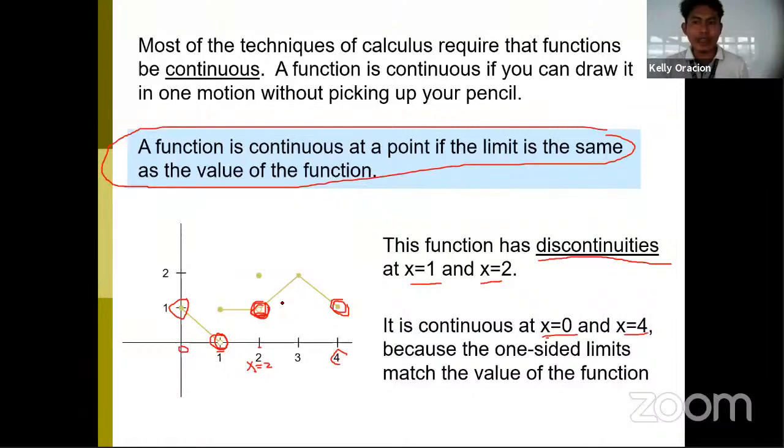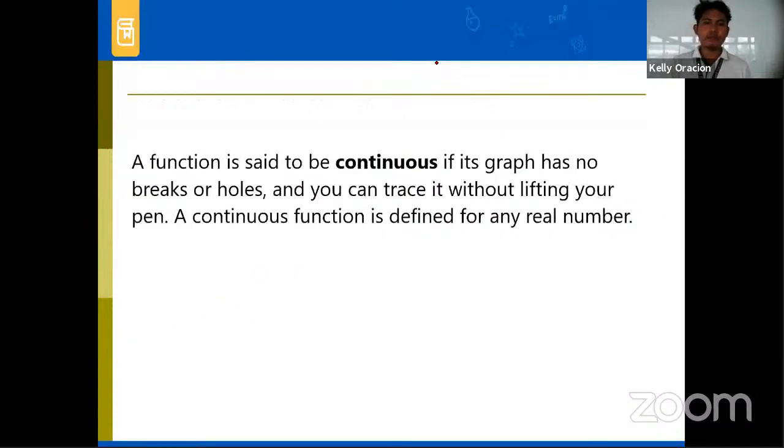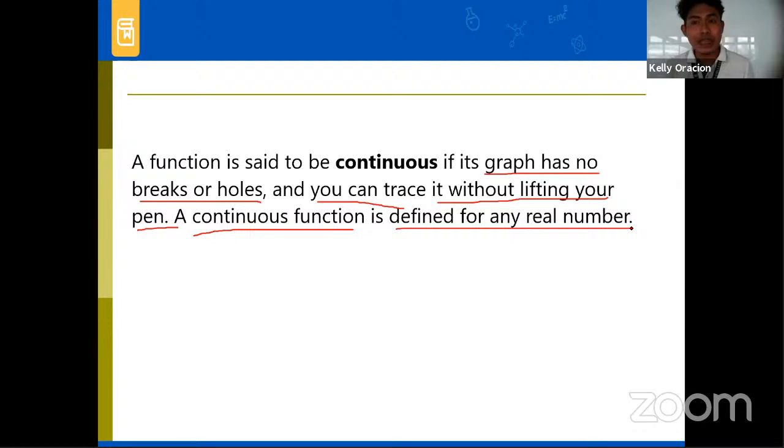So to further understand the graph, identifying whether the graph is continuous or not, let's have this example. Let's have first this one, the definition. A function is said to be continuous if its graph has no breaks or holes, and you can trace it without lifting your pen. A continuous function is defined for any real number. Okay, so please take note, a function is said to be continuous if its graph has no breaks or holes, or you can trace it without lifting your pen.